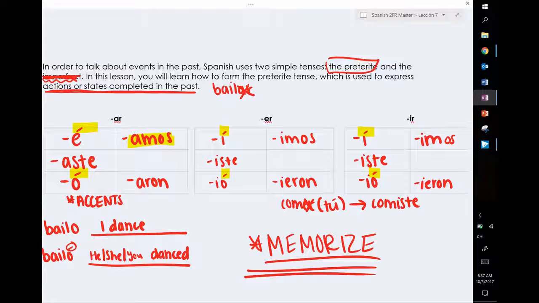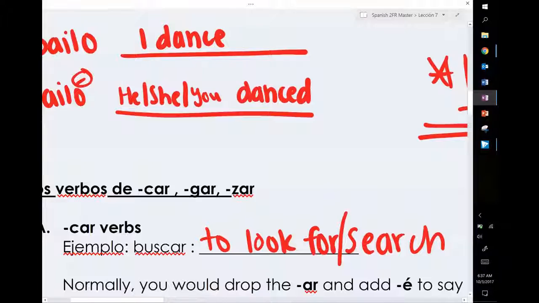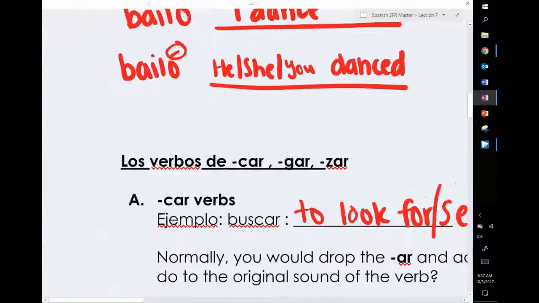There are a couple other things I want to talk to you about in terms of some irregularities. Just a heads up, the preterite has a lot of irregular verbs. The first set of irregularities we're going to talk about aren't technically irregular, they just have a spelling change. Those verbs are the car, gar, zar verbs. That is what we're going to talk about for the rest of the video. They have a spelling change, so I will walk you through that spelling change and how they work right now.